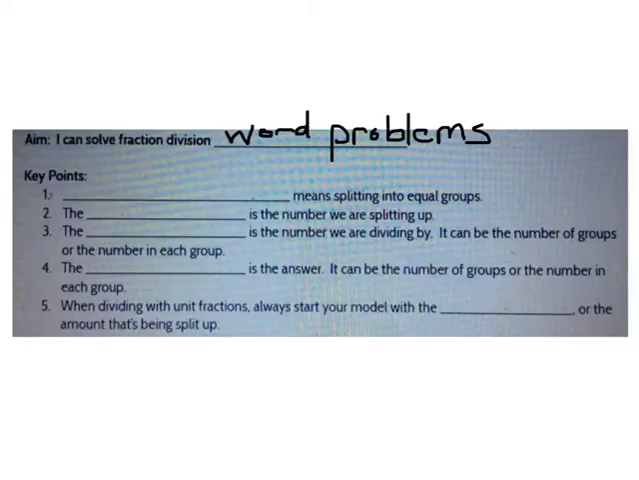Now let's fill in our key points. Division means splitting into equal groups. The blank is the number we are splitting up. What goes in that blank? Dividend. The dividend is the number we are splitting up.